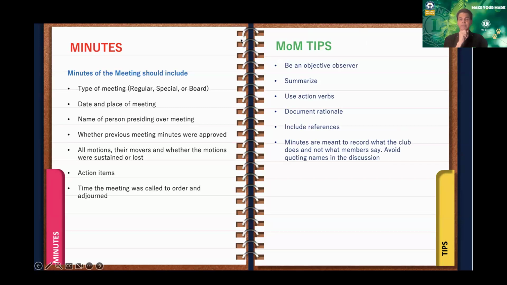A few quick tips about minutes of the meeting. Be an objective observer. Everybody has biases and opinions, and the minutes should not be written as per what you think should happen, but what was really discussed in the meeting. The minutes should not be 10 pages long. You need to summarize in very few words what happened in the meeting.